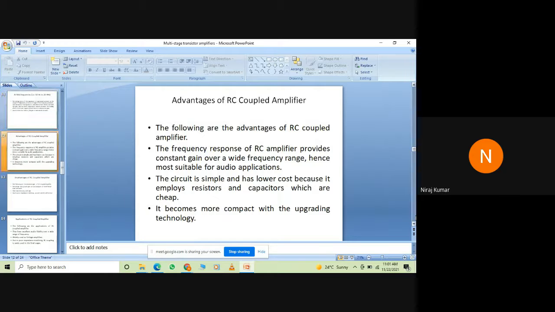Advantages of the RC coupled amplifier. An RC coupled amplifier provides constant gain and a wide frequency range, so it is very suitable for audio frequencies. It has low cost because only passive elements like resistors and capacitors are used, which are cheap components. It is also more compatible with upgrading technology, and it is easy to attach circuits in between the first stage and second stage.